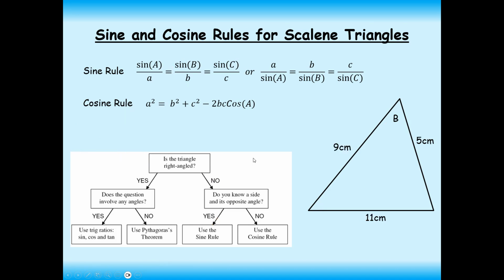So this next example, one more time. We've got three sides of the triangle, no angles. I know it's going to be the cosine rule.